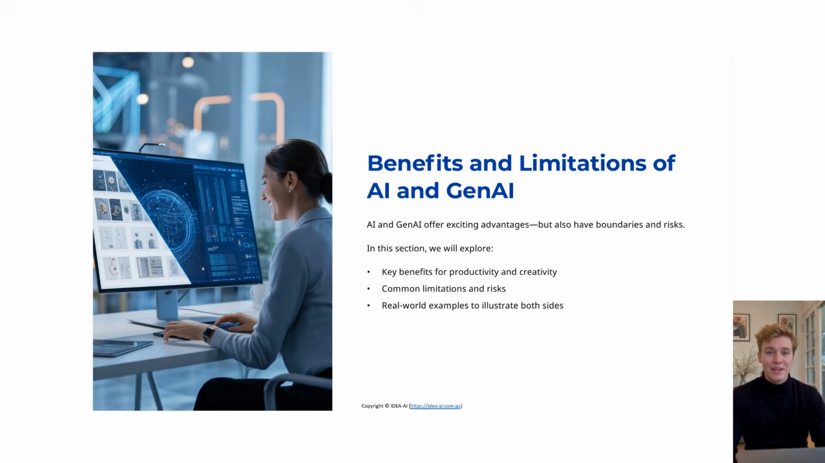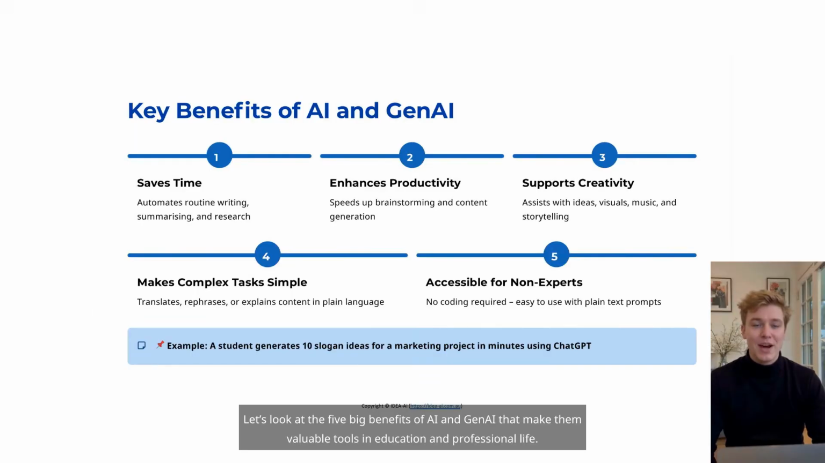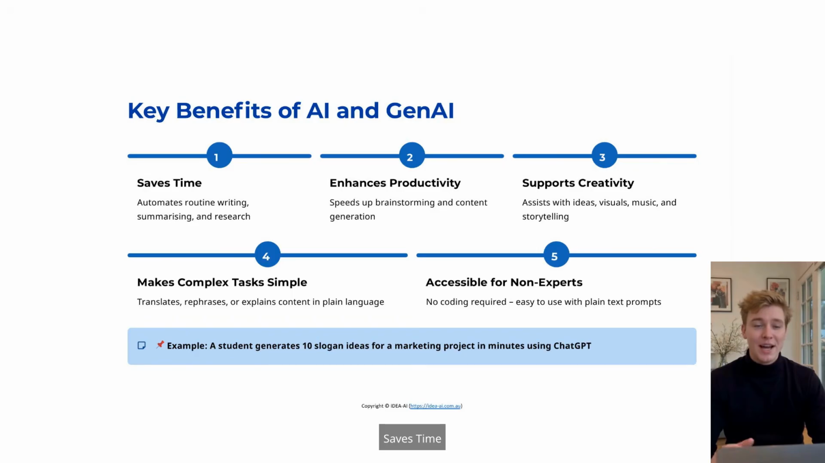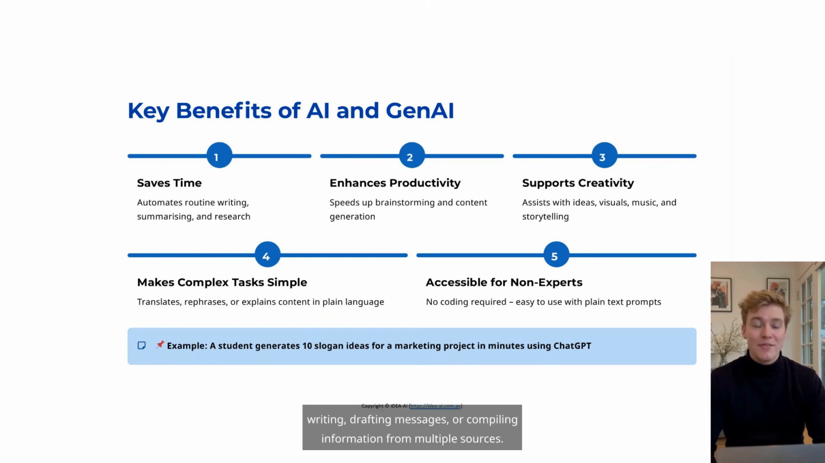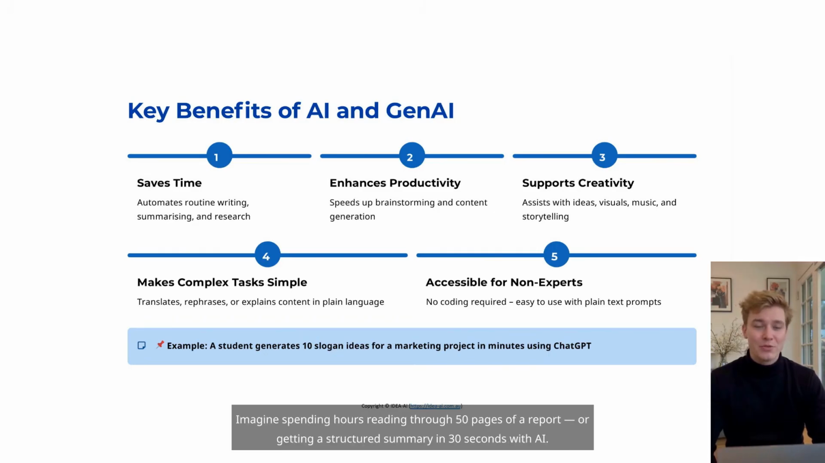Let's look at the 5 big benefits of AI and Gen AI that make them valuable tools in education and professional life. Saves time. AI automates routine tasks like summarizing articles, rephrasing writing, drafting messages, or compiling information from multiple sources. Imagine spending hours reading through 50 pages of a report, or getting a structured summary in 30 seconds with AI.